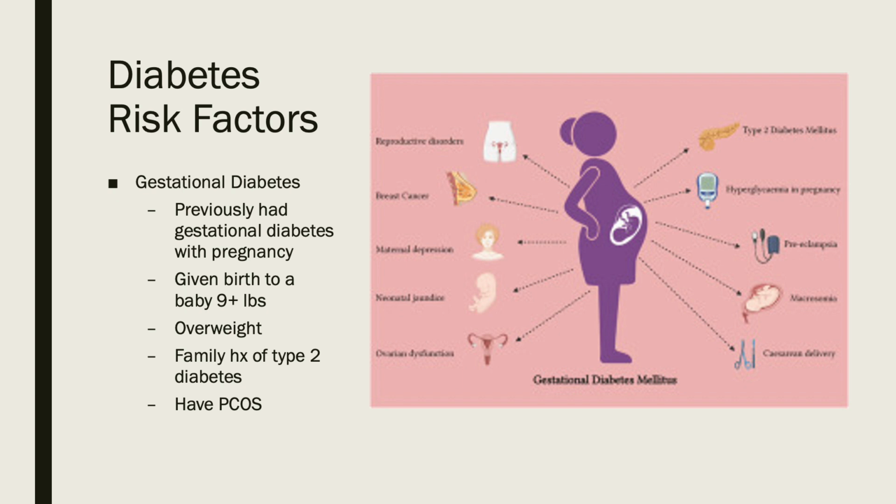So this is about gestational diabetes. If you previously had diabetes with a previous pregnancy, you're at risk for gestational diabetes. You gave birth to a large baby over 9 pounds, you're overweight, and your family has a history of type 2 diabetes and have PCOS. I never knew about PCOS until I did this. I didn't know that was a risk factor for diabetes.